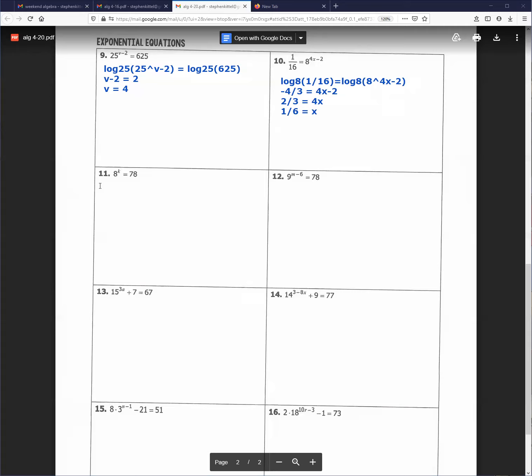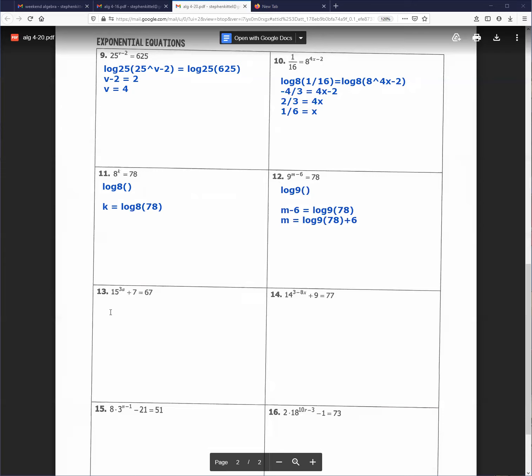All right, 11, there's nothing fancy. 11's the easiest question on this sheet. We're just going to say log base 8 on both sides. And so k is equal to log base 8 of 78, which does not come out evenly, so I don't know that one in my head. Similarly, we'll do log base 9 on both sides for this. So we get m minus 6 is equal to log base 9 of 78. So m is equal to whatever that number is, plus 6.